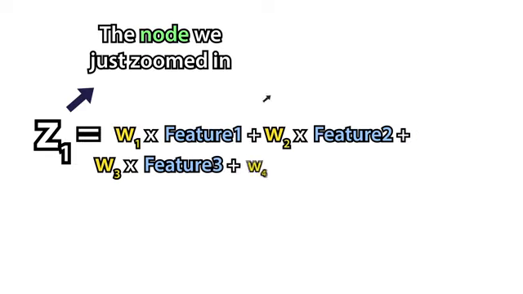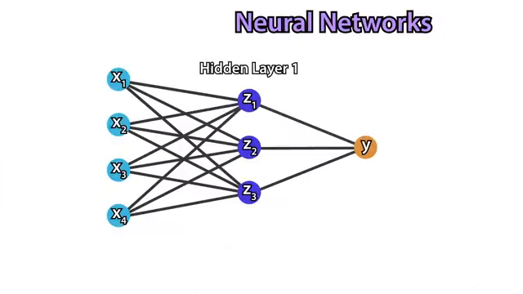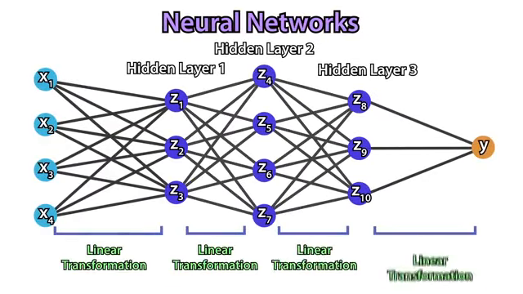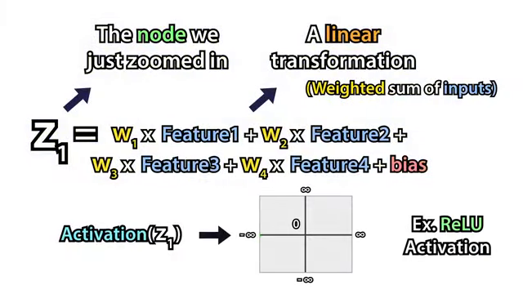However, if we don't include activation functions in a neural network, each layer would just perform a simple linear transformation, a weighted sum of inputs. This means no matter how many layers we add, the network would still only be able to model linear relationships, which limits its ability to solve complex, real-world problems. Activation functions introduce non-linearity, allowing the network to learn more complex patterns.